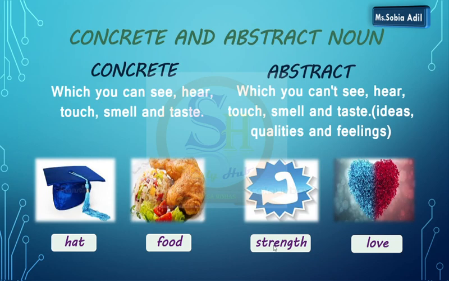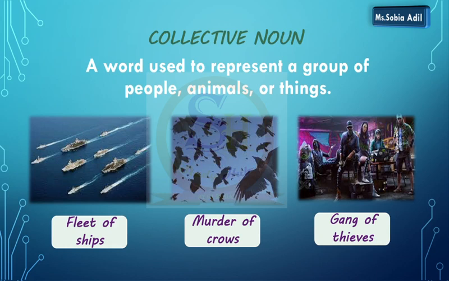It can be a strength, right? So it includes qualities and feelings, right? So this is the difference between concrete and abstract. Concrete can be touched, can be smelled and can be tasted, but abstract nouns cannot be, these things cannot be touched, cannot be smelled and cannot be tasted. Next one is collective noun.